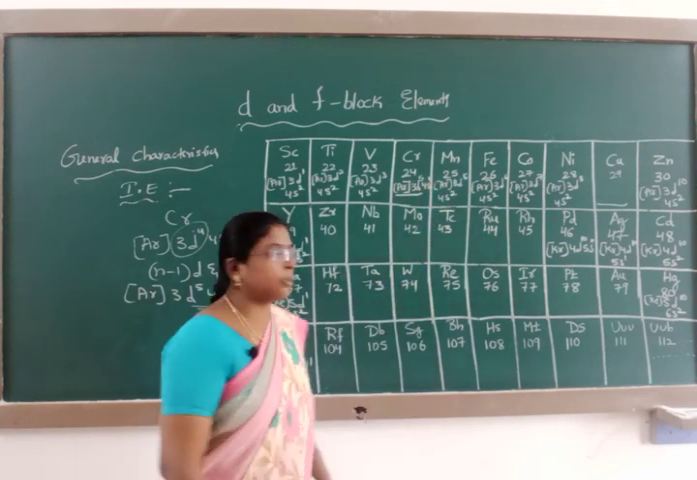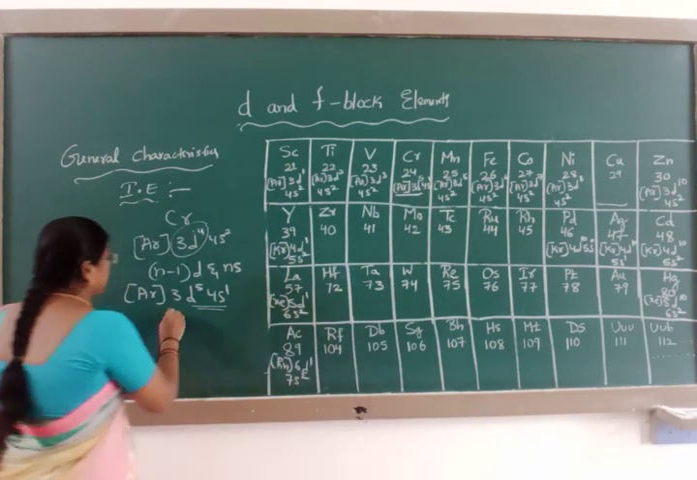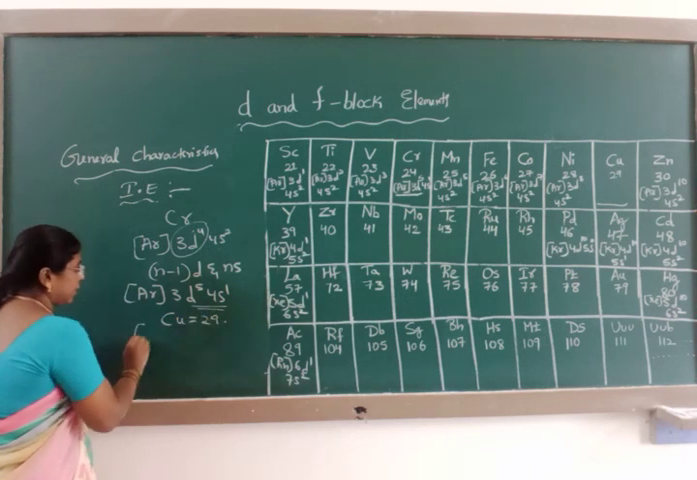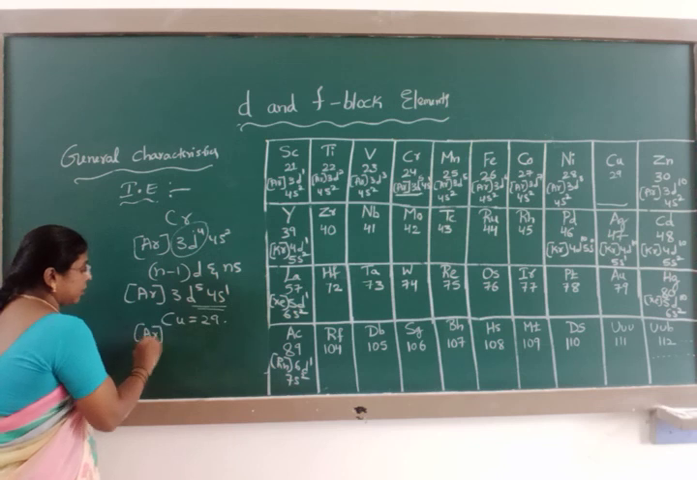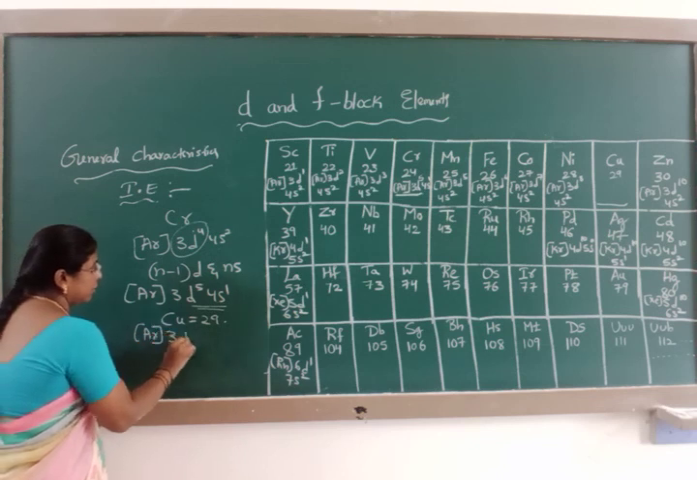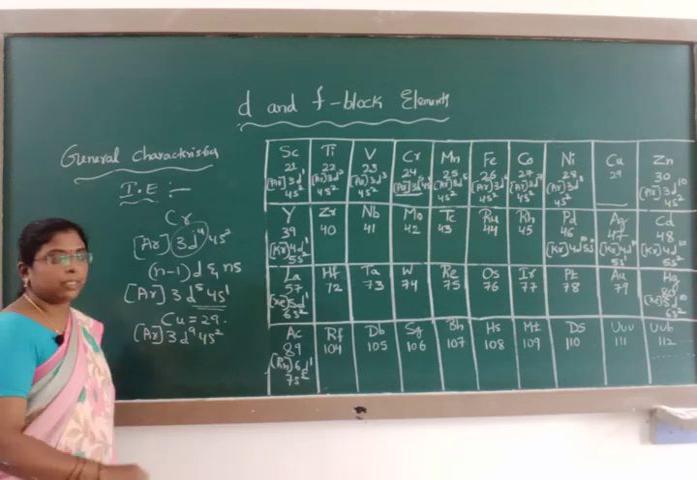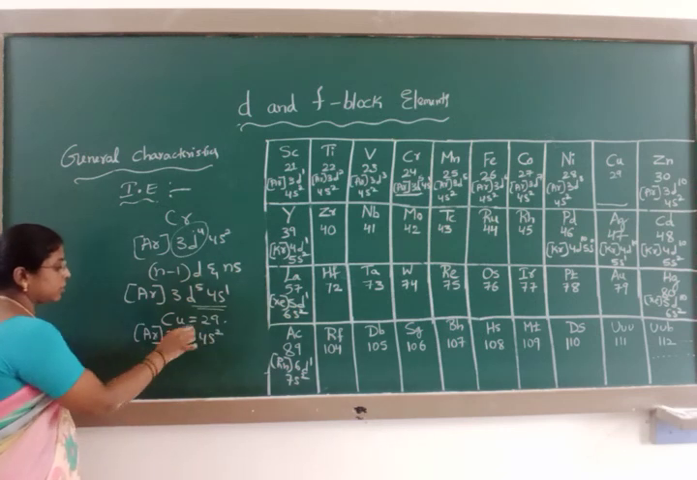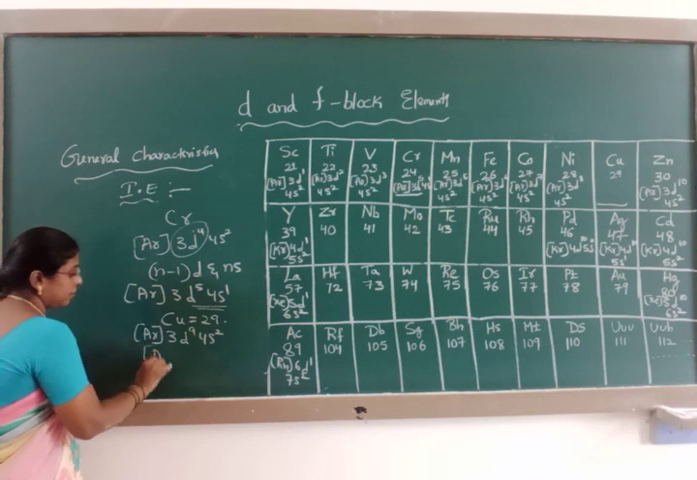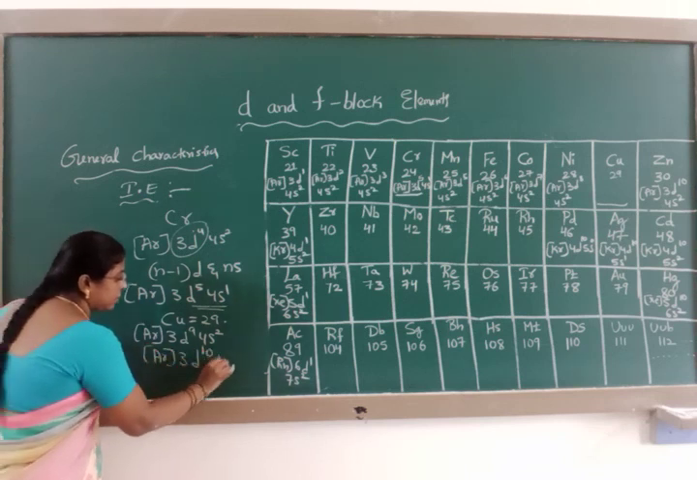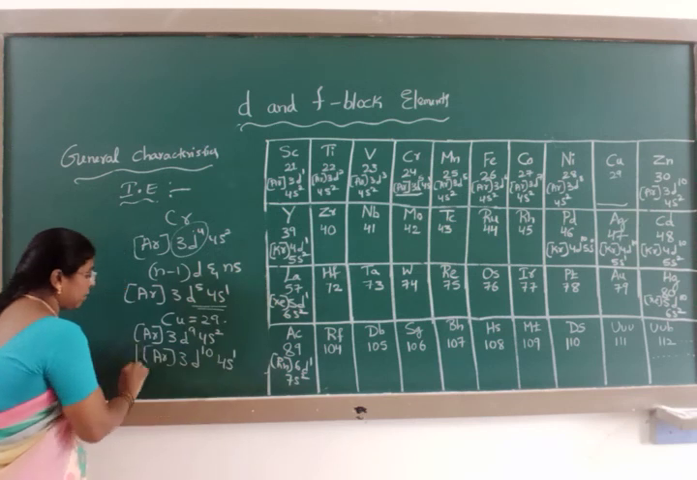Similarly, if you take copper, its atomic number is 29. If I write the electronic configuration, it becomes argon 3d9 4s2. One electron from s jumps to the d orbitals and it forms a stable completely filled d as well as half-filled orbitals.